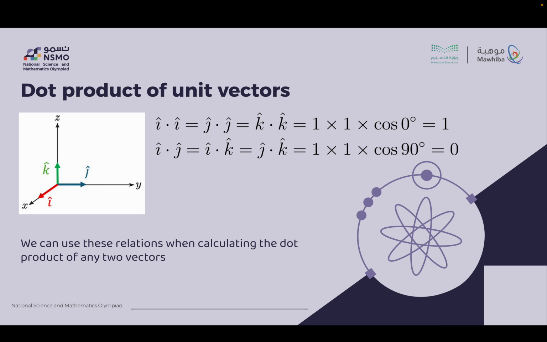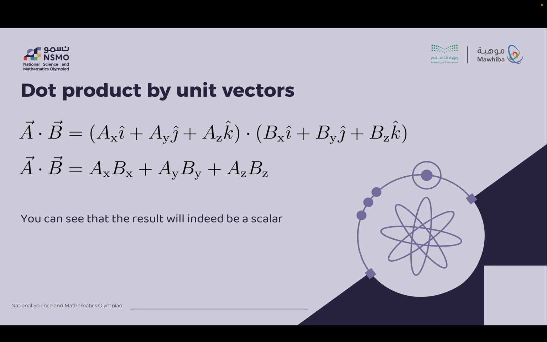We can use all of these relations when calculating the dot product of any two vectors. To see how this works, express both vectors a and b in terms of the unit vectors. So then a dot b is ax times i plus ay times j plus az times k, multiplied by bx times i plus by times j plus bz times k.